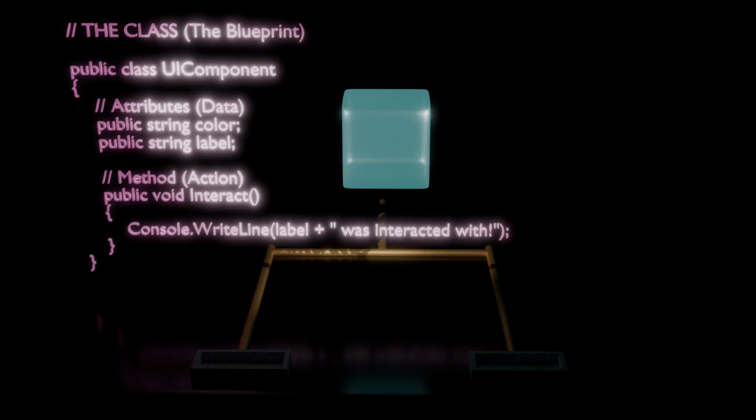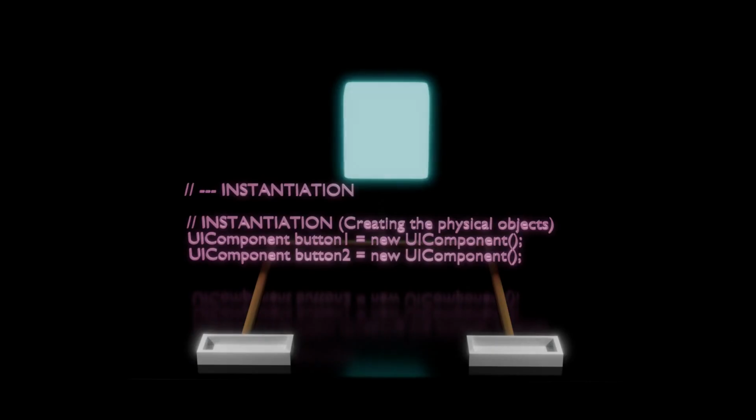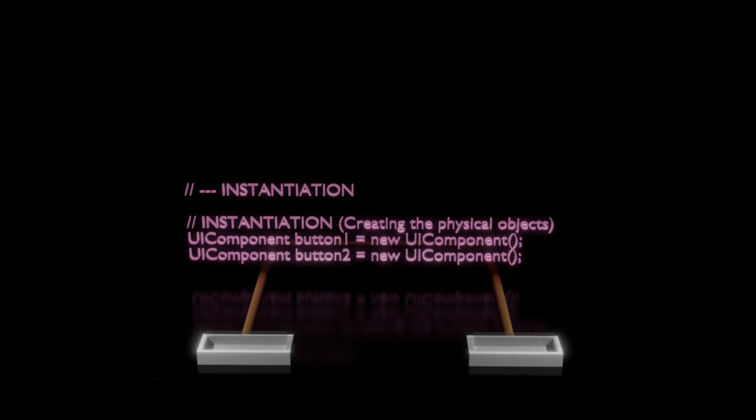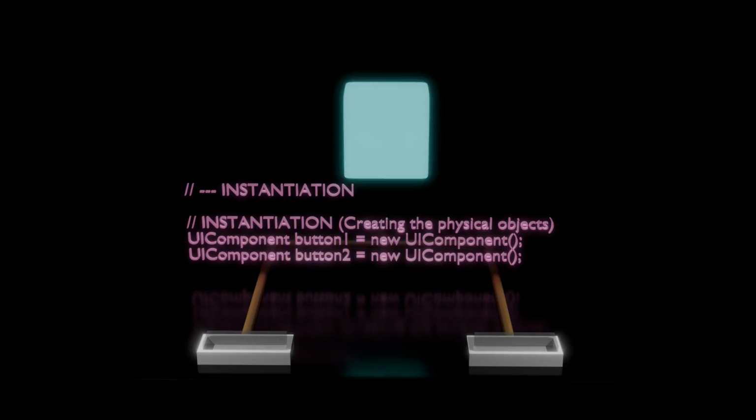And here's the magic. To go from theory to practice, we use one of the most important words in all of programming, the new keyword. When we write a new UI component, we are powering up our mold. We are ordering the computer to take that empty blueprint and allocate a real space in memory to physically build it. This exact manufacturing process is called instantiation. It literally means to create an instance, and the result of this manufacturing is finally here, the object.